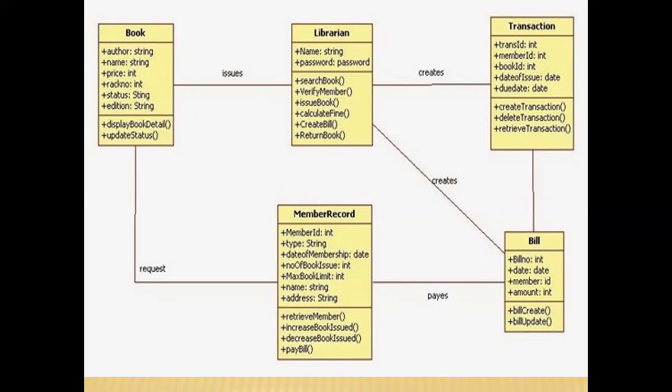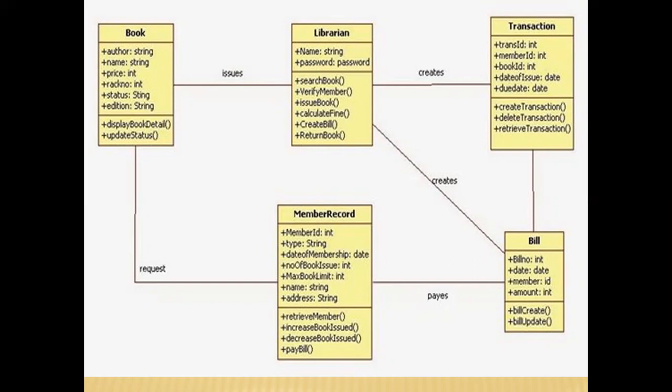Transaction is one object, and the next one, bill, is one object, and book is one object. And what are the relationships between the objects? Suppose the librarian, member record, book, transaction and bill. Every object performs some actions, every object has some properties, and every object has a relationship with another object.